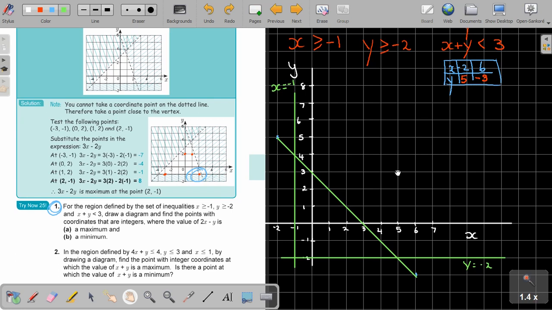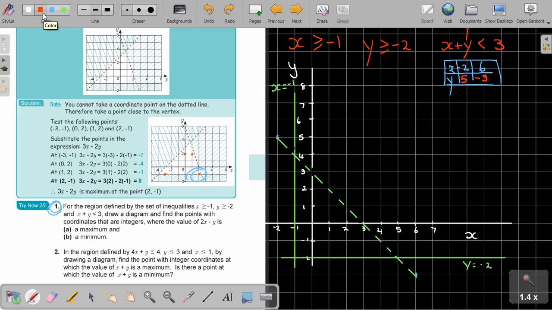Okay, then I ask you, find the minimum. So now you already know, you don't have to test all the points. You also know that this is not a solid line. This last one I just want to indicate as broken. That makes it so that I cannot choose that point, and I can also not choose this point.